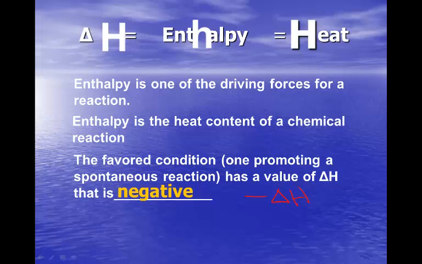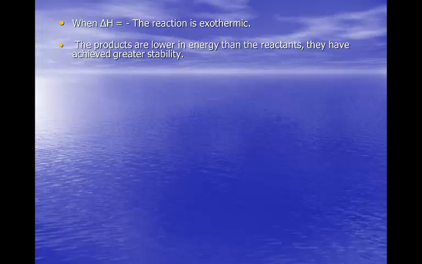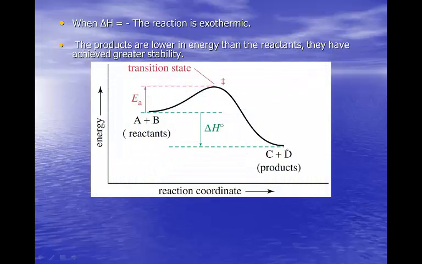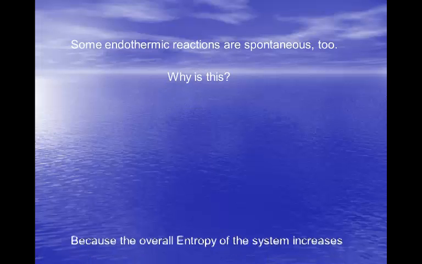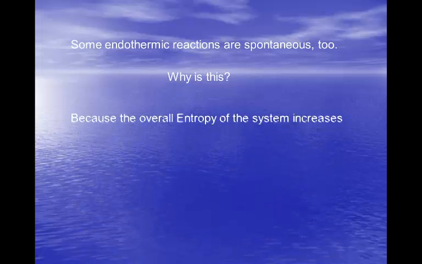It doesn't necessarily mean they will be spontaneous, but a lot of spontaneous reactions are exothermic. When the delta H is negative, it's exothermic. You go low on your energy diagram, but you still might need to activate with a spark. Going low is more stable. That's why negative delta H is favored in nature, because it makes more stable products. Some endothermic reactions are actually spontaneous. In order for an endothermic reaction to be spontaneous, there has to be an increase in entropy.